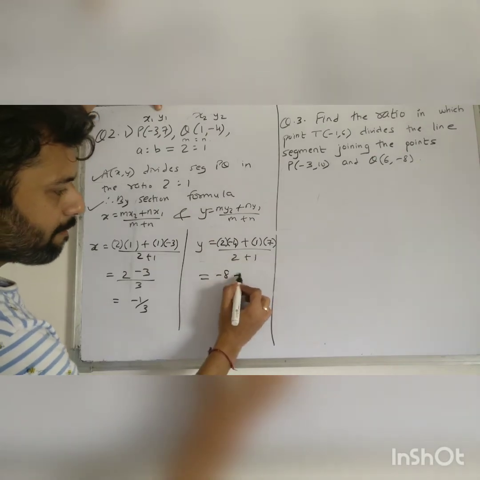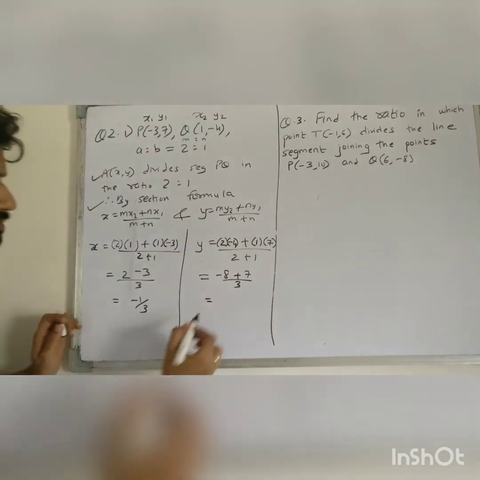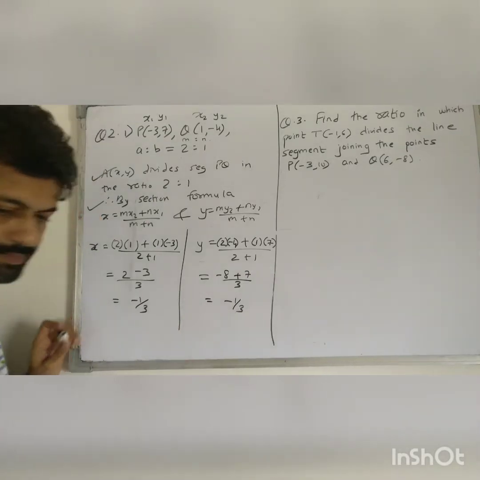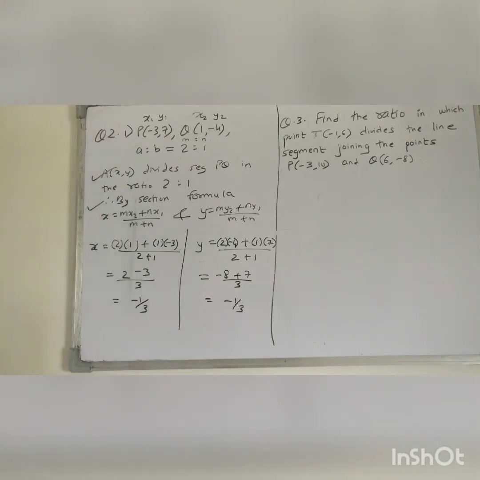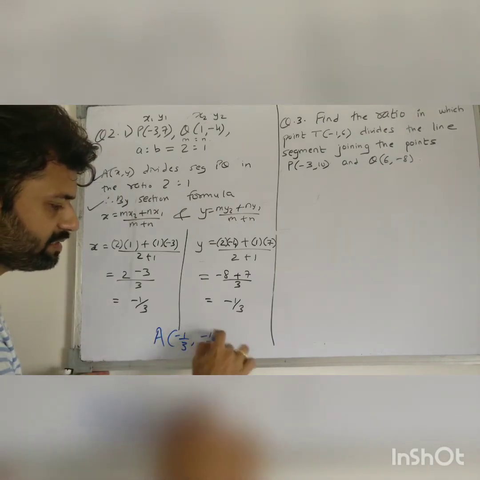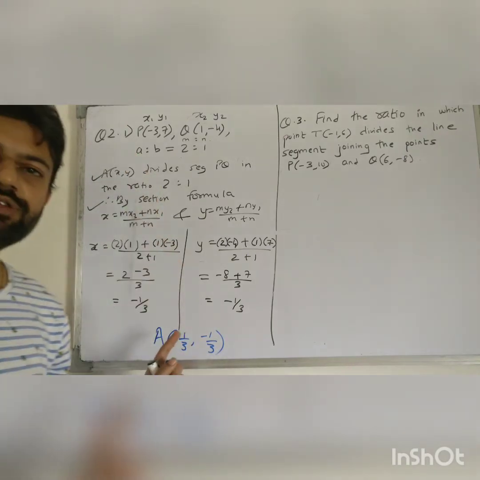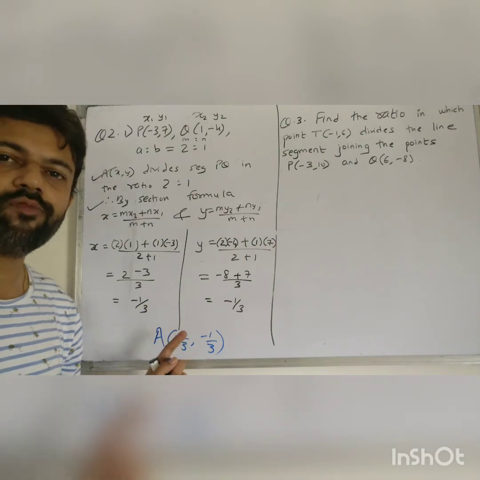Minus 8 plus 7 upon 3. Minus 8 plus 7 is minus 1, minus 1 upon 3. So finally we get the coordinates of point A, which is minus 1 upon 3, comma minus 1 upon 3. This is how we have to write the answer. Remaining sums of this question number 2 should be taken for homework.